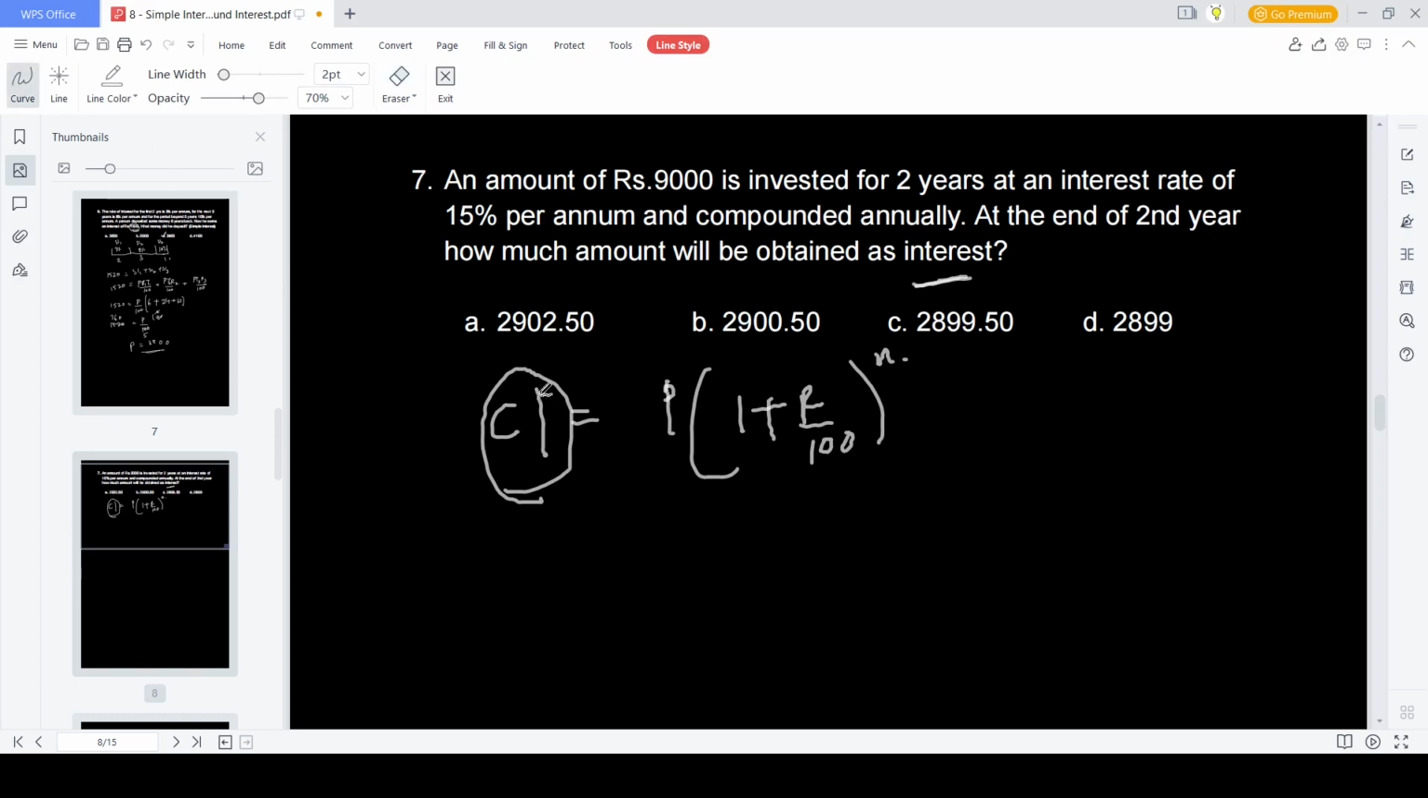Okay, so to find the interest he earned, in the end, we'll just subtract the principal amount from the compound interest, and then we'll get the answer. Okay, so now, amount of 9,000 is invested for 2 years at a rate of 15%, compounded annually. At the end of 2 years, how much is the amount? Okay, so compound interest is 9,000 rupees into 1 plus 15 by 100, okay, to the power 2 years.